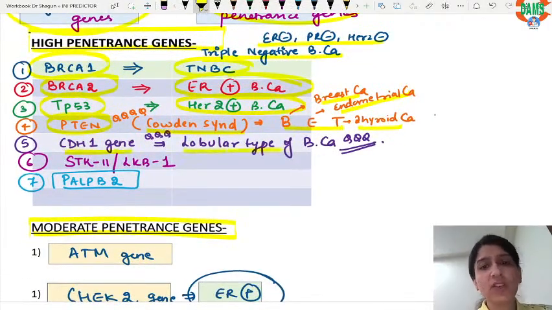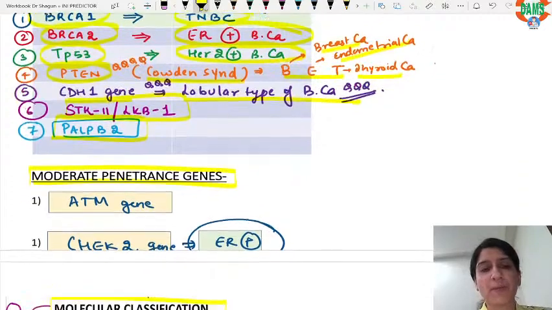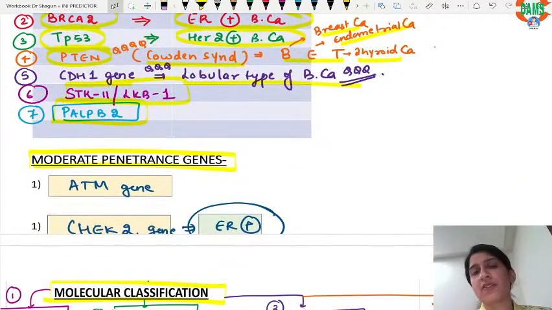CDH1 gene, we know that it causes lobular type of breast carcinoma. Apart from that, what other mutations do you see? STK11, LKB1 gene mutation, and last one, very important, PALB2 gene mutation. Very important, PALB2 is also associated with Fanconi anemia. This is your recent Robbins update, but that is by biallelic loss.